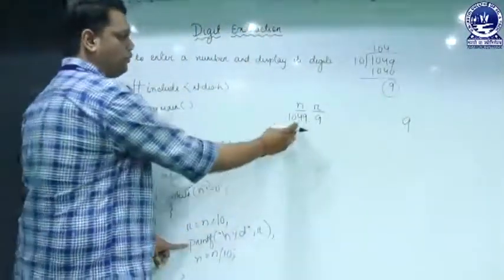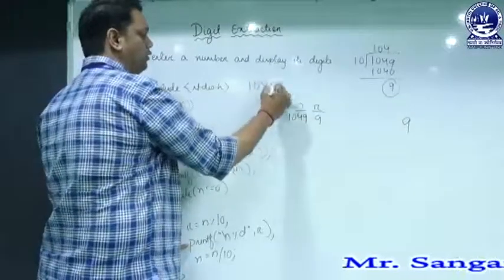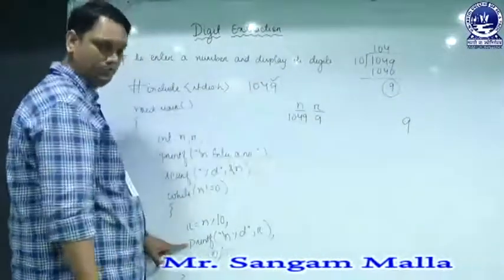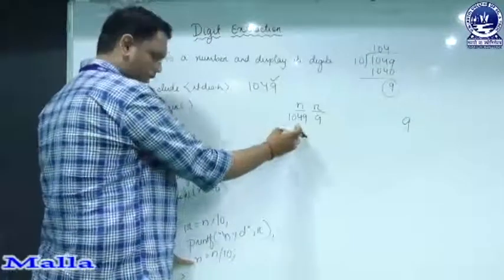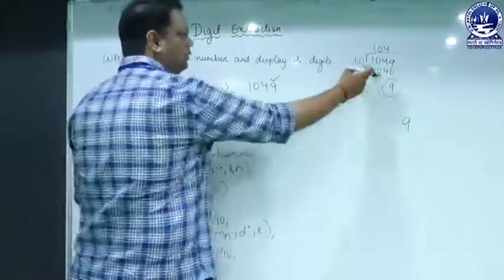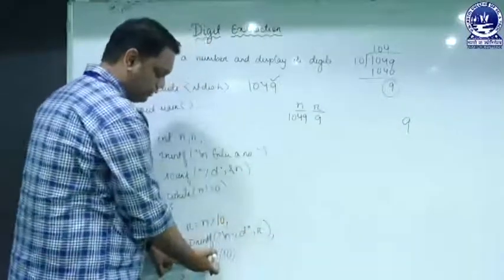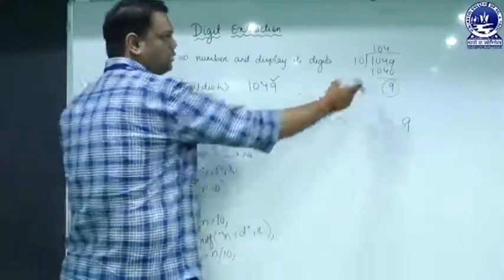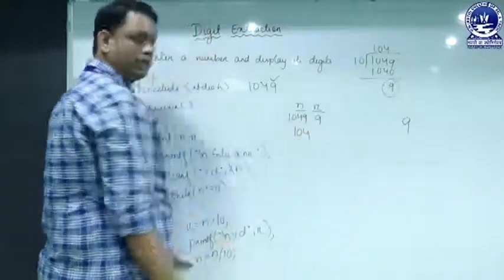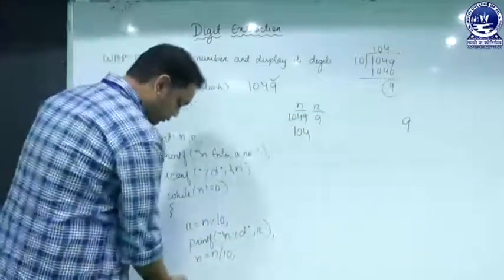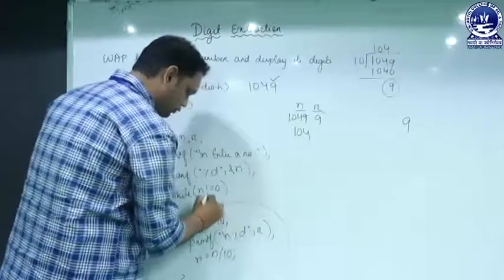That means from 1049 we have got one digit. n equal to n by 10. So n is having 1049. So 1049 will be divided by 10, and as we have used the division operator over here, it will return the quotient, that is 104. So 104 will be stored in n. So when it comes over here, it will be redirected to this one.